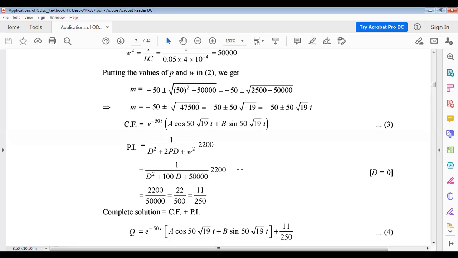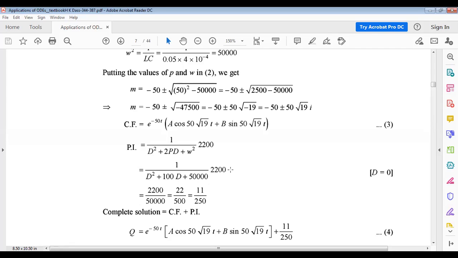For e to the power x, we put the coefficient of t in place of D. We must know these rules for exponential functions, how to find the particular integral. In our previous lecture on the constant coefficient method for ordinary differential equations, we must know about this method. If there is an exponential function, then we can put the coefficient of the independent variable in place of D. So there you can write e to the power 0 into t.